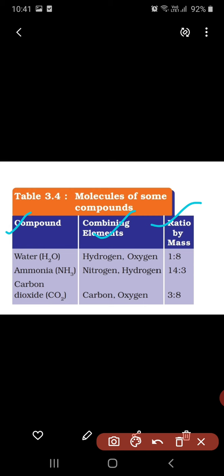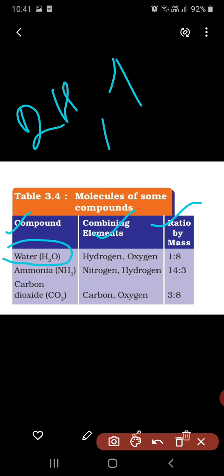Now, the first example is water. In water there are two hydrogen atoms and one oxygen atom. So how do we calculate the ratio for water? First of all, we should know the atomic mass units of hydrogen and oxygen.